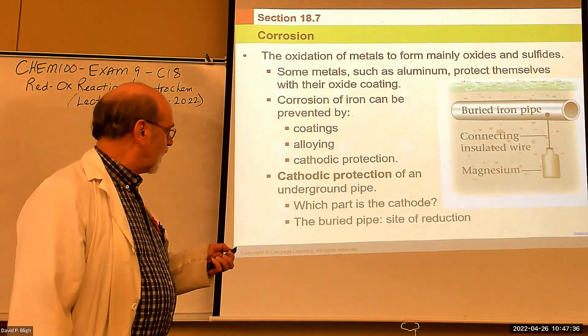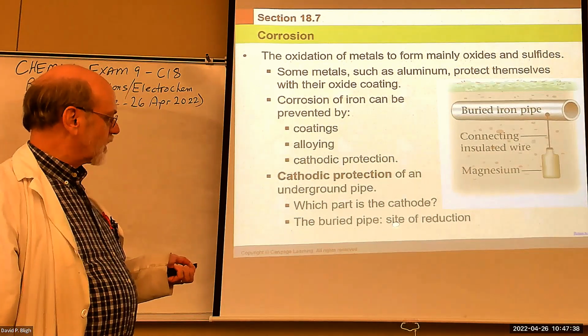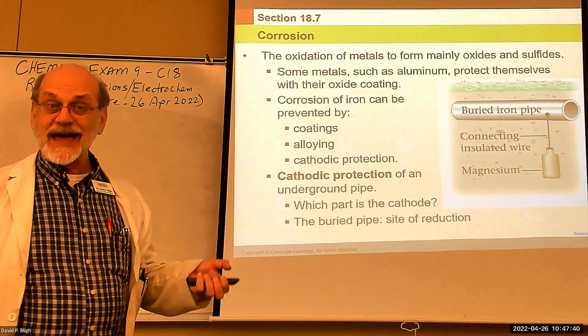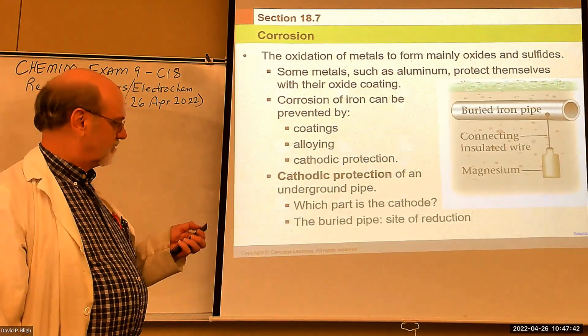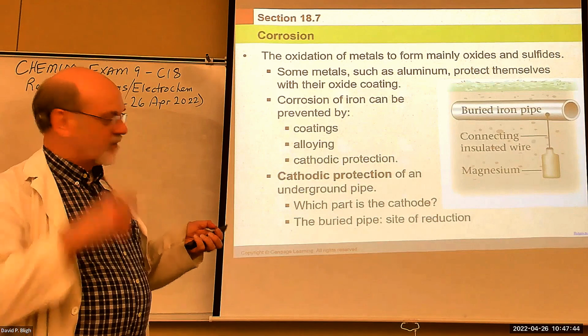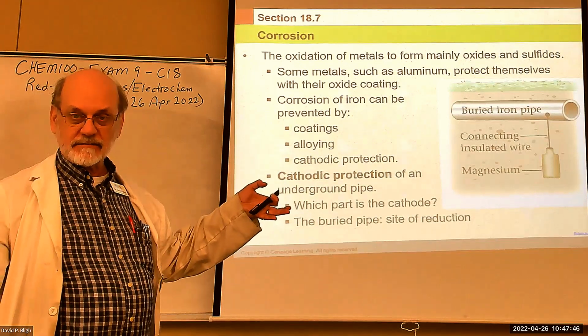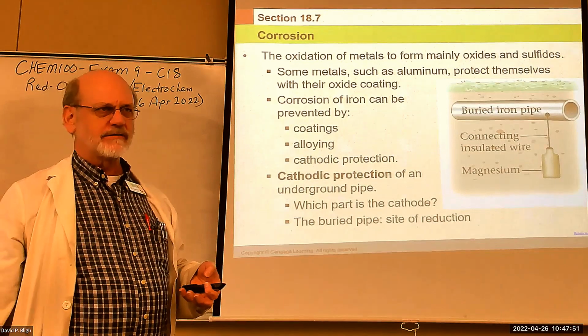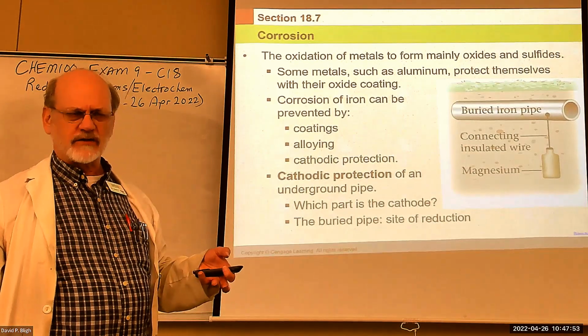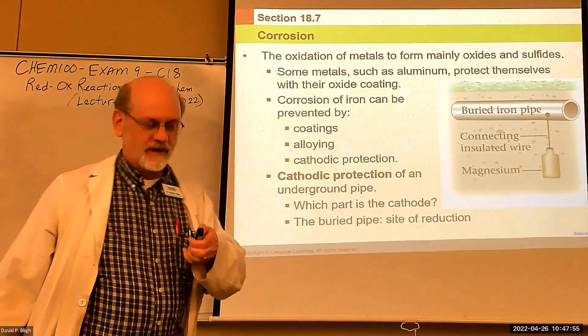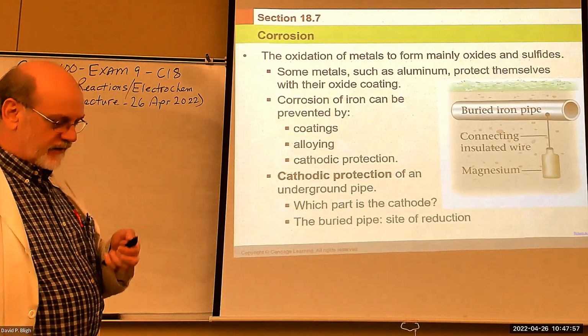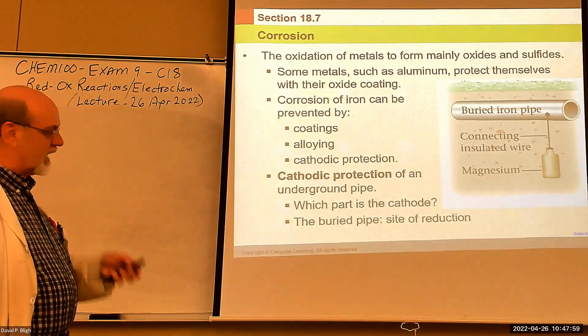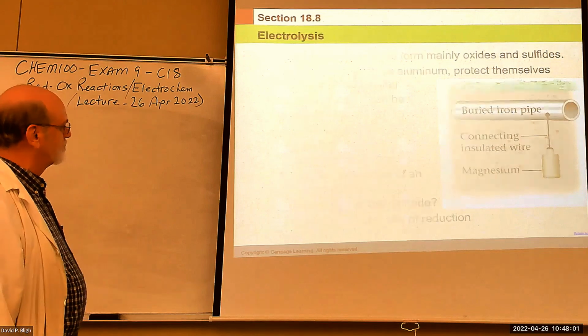So in this case, for the cathodic protection, the buried pipe is the cathode. And in this case, the magnesium chunk is the anode. So it seems like you'd call it anodic protection, but no. Somebody called it cathodic protection and it stuck. So we have to call it that now.